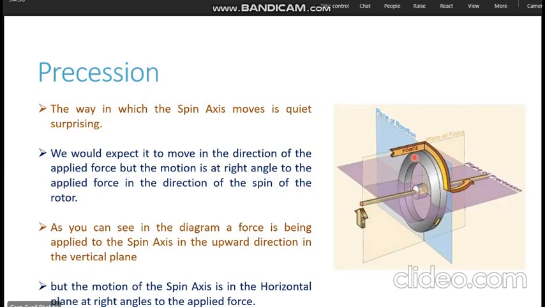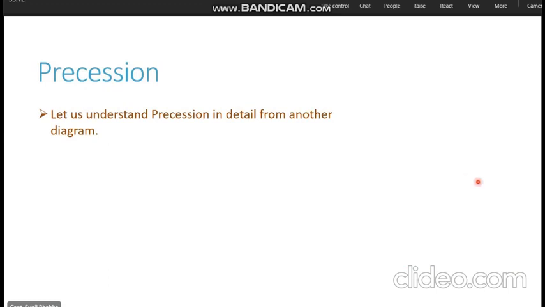The force was trying to move the rotor in this particular direction, but it will turn 90 degrees in the direction of spin and the spin axis will move in the horizontal plane. Now, it may be a little difficult to understand from the diagram, so I will be showing you a video later on where it will become more clear to you. We will try to understand it from a different diagram now.